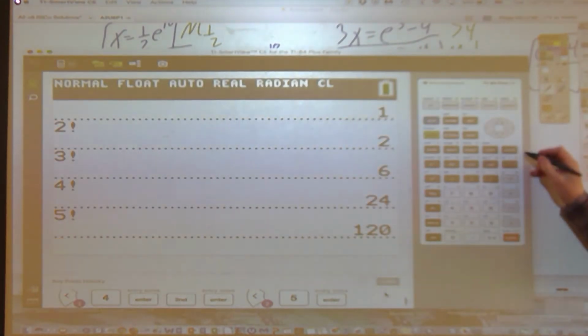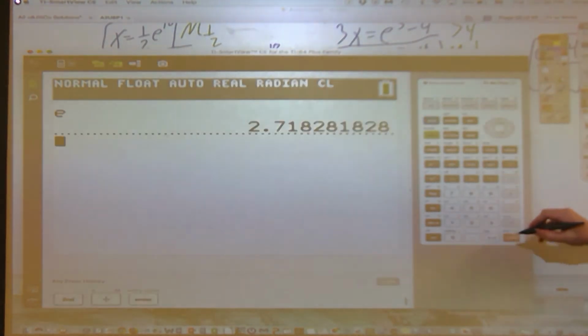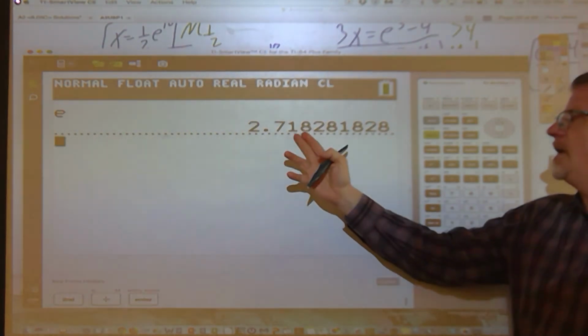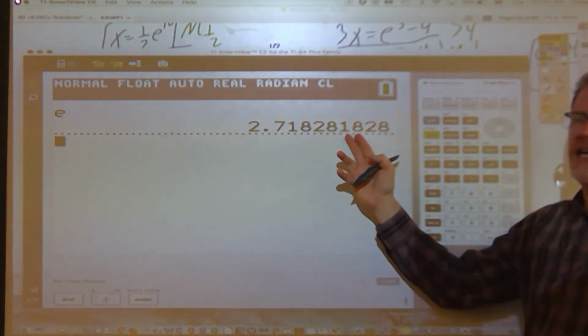Wait, what's e again? Oh, the calculator knows. It's 2.7 Andrew Jackson. Andrew Jackson.